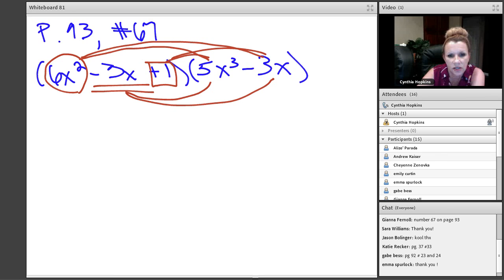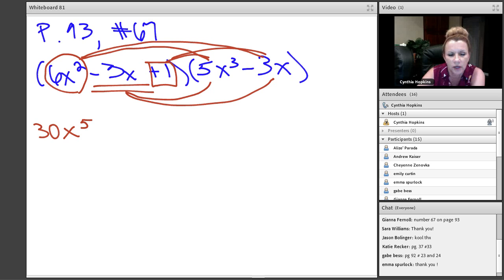Okay, my 6x squared times 5x cubed. First I do the 6 times 5, that's 30. My x squared times x cubed, if you're going, shoot, I don't know what to do with the 2 and the 3, say the property. I'm multiplying like bases, so you keep the same base and you add the exponents. See how knowing your properties makes it so easy and not a guessing game.